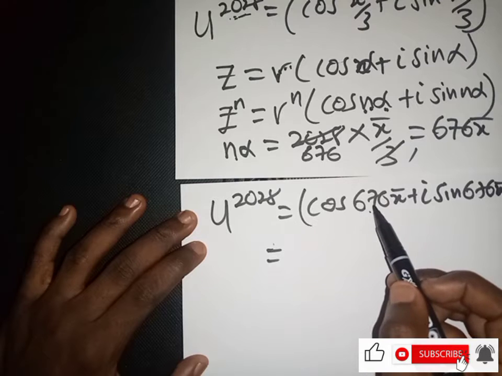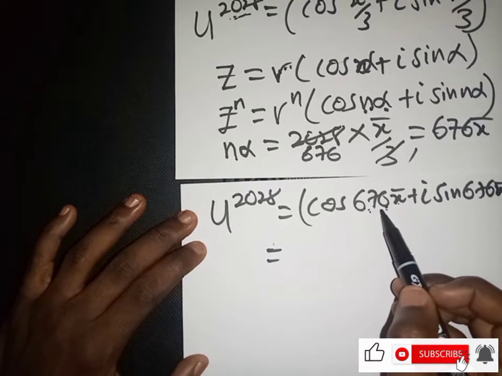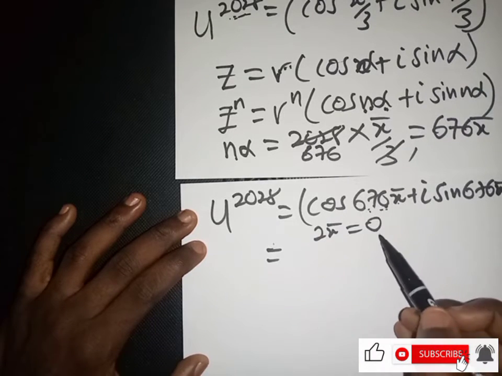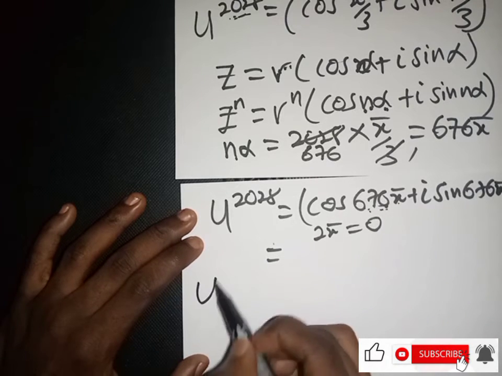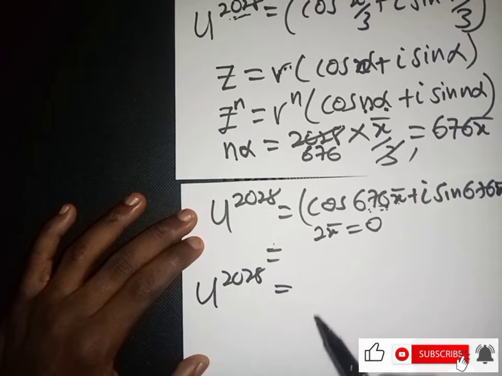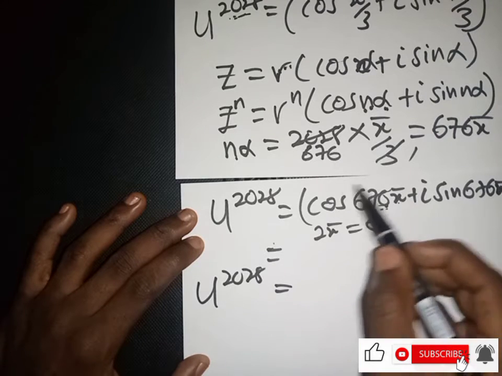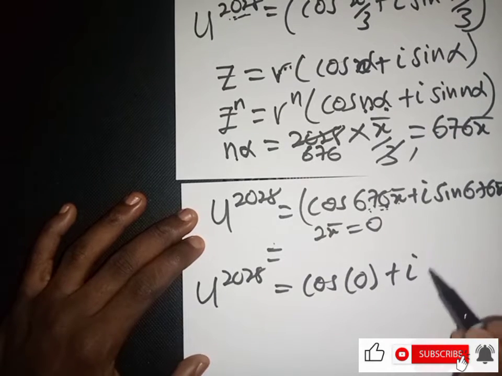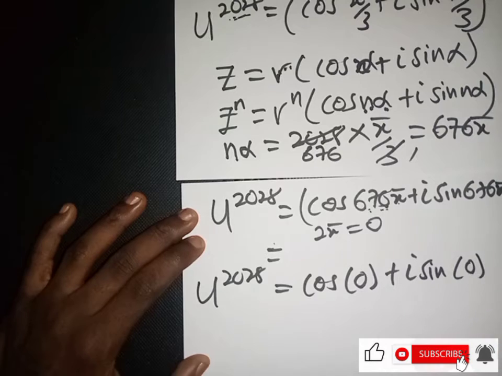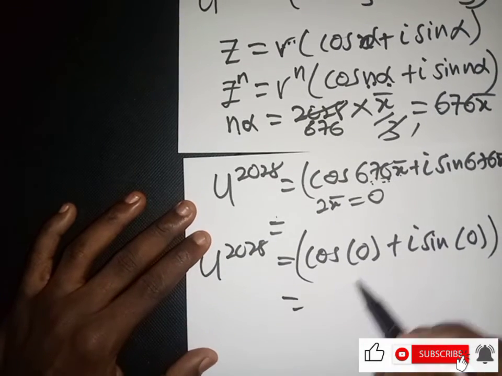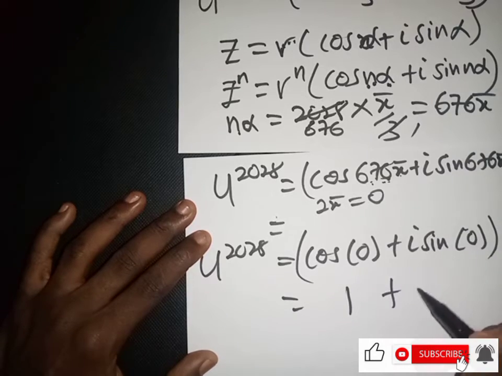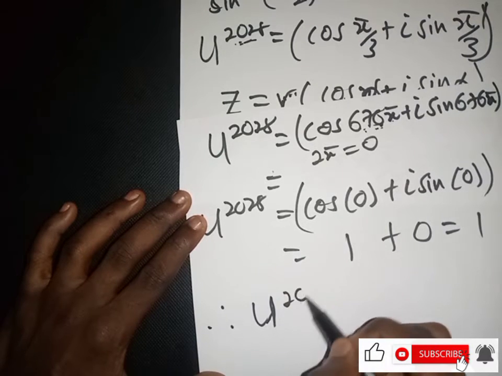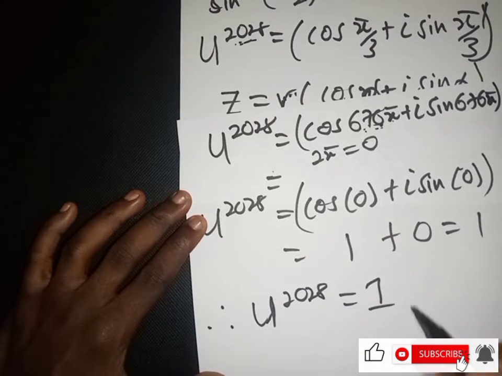Now we have 676 pi. 676 is an even number, and for an even multiple of pi, the cos and the sine of 2 pi is just equal to 0. So if it is an even number, which means that u to the power 2028 is just equal to the whole of this, 0 plus i sine of that also goes to 0, right? But then cos 0 is 1, and sine 0 is 0, so everything here goes to 0, and therefore we have u to the power 2028 equal to 1 in this case, right?